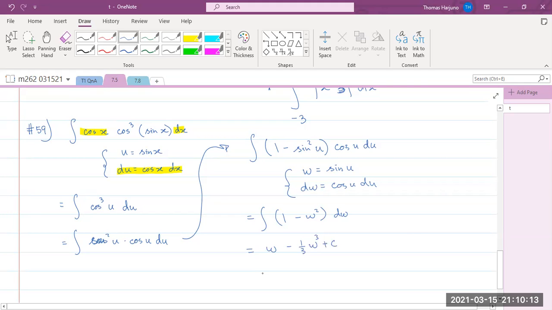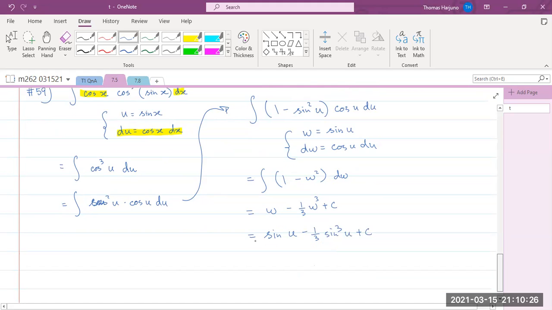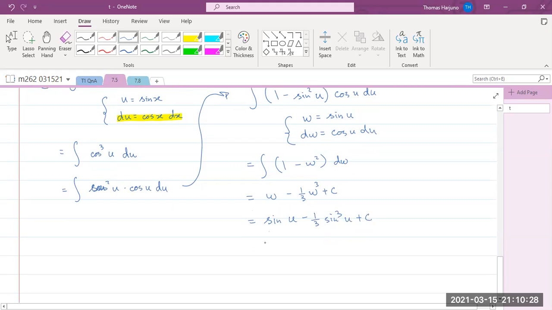What is w? That's sine u. Oh, the final answer will be so nasty, huh? That's sine u minus 1/3 sine cubed u plus constant. And I still need to change that u. Uh-oh. That's sine of sine x minus 1/3 sine cubed of sine x plus constant.